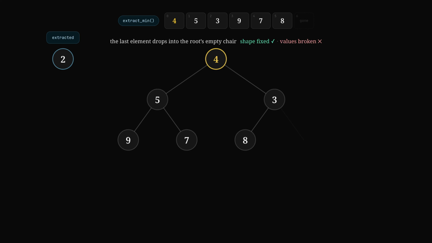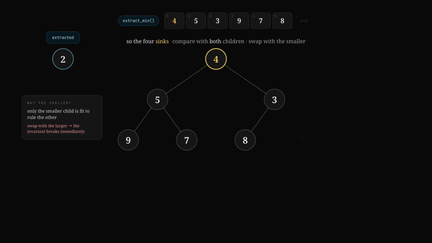Shape fixed. Values broken. 4 sits above 5 and 3, and it doesn't beat 3. So the 4 sinks. At each step, compare with both children and swap with the smaller one. Why the smaller? Because the smaller child is the only one fit to rule the other. Swap with the larger, and the invariant breaks immediately.